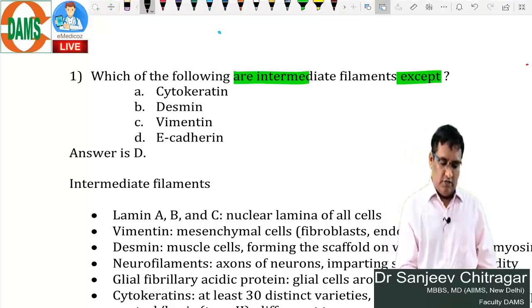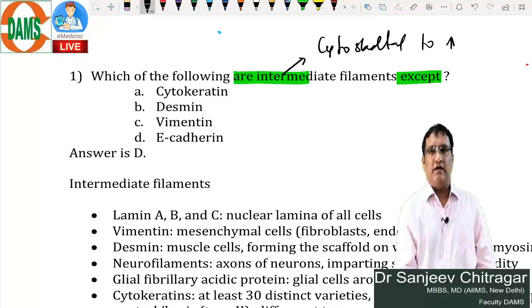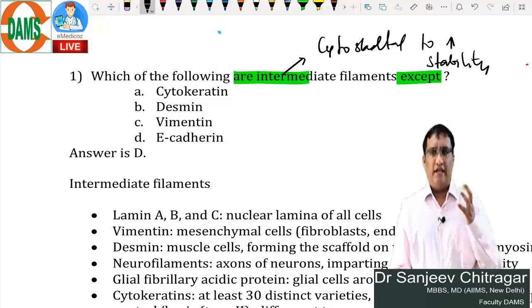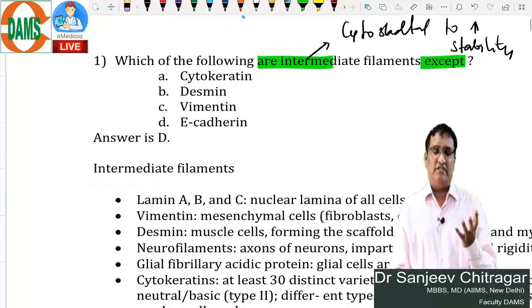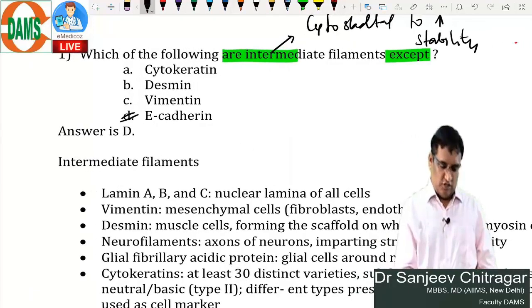What is their function? Intermediate filaments are proteins present in the cell, basically cytoskeletal proteins, and their function is to increase the stability of the cell. Almost all cells will have these intermediate filaments. So which is not? Cytokeratin, desmin, vimentin, E-cadherin. The answer to this question is E-cadherin.